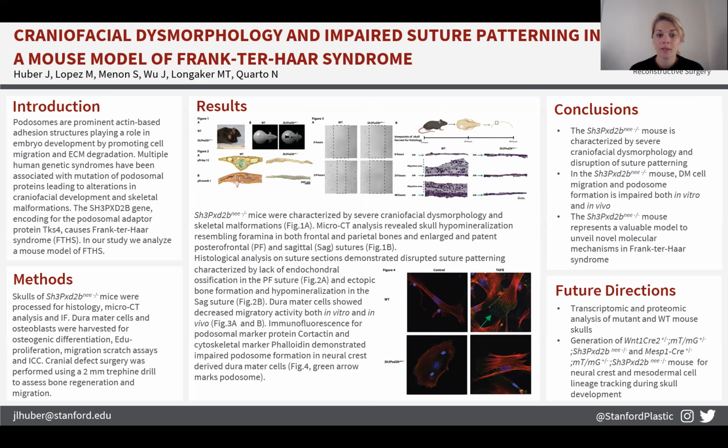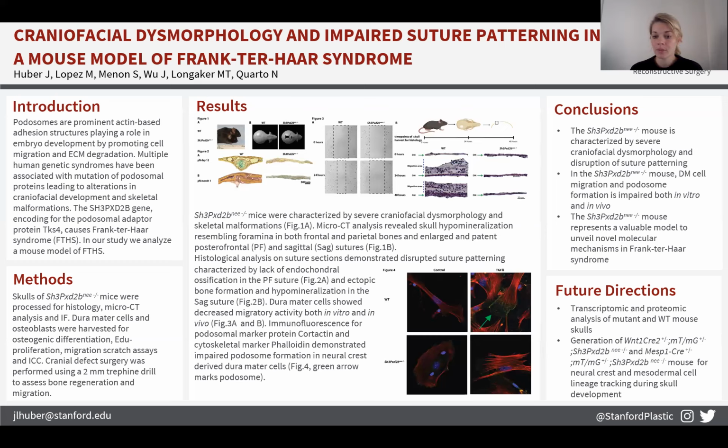So we conclude that this mouse model is characterized by severe craniofacial dysmorphology and disrupted suture patterning. The DM cell migration and the podosome formation are impaired both in vitro and in vivo in the mutant mouse. So we conclude that this mouse model represents a valuable model to study Frank-ter-Haar syndrome and to unveil novel molecular mechanisms that lead to this disease.